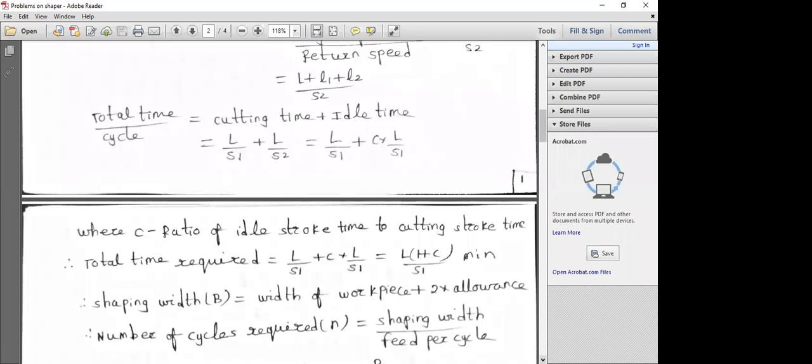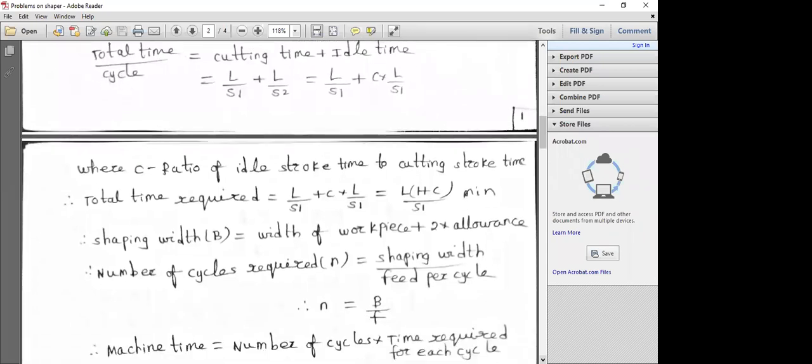What is the feed per cycle? Feed per cycle is given by F. So N, the number of cycles required, is given by shaping width by feed per cycle. So N is equal to shaping width B by F. So what is the machining time now? Machining time, already I told you, you have to take the number of cycles. Machining time can be calculated as number of cycles into time required for each cycle.